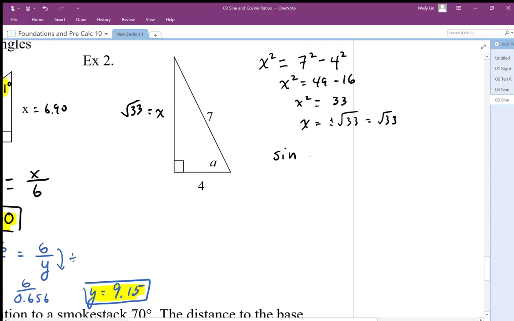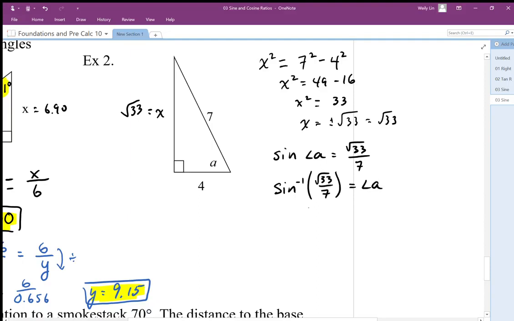Sine angle A is equal to root 33 over 7, opposite of angle A over the hypotenuse. Now again, this does not solve for angle A, so we need to rewrite it. We need to use the inverse sine. That will give my angle when I know the ratio.